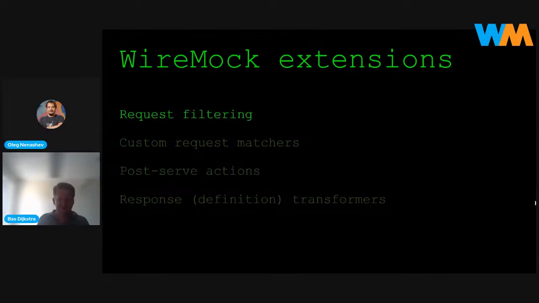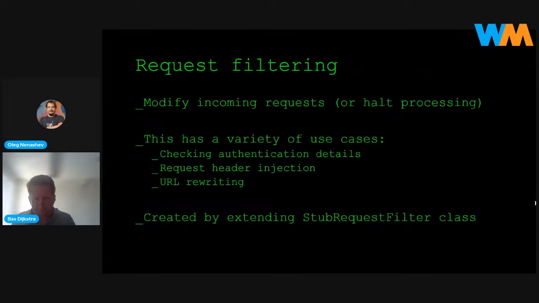Let's start with request filtering. So request filtering is a great way, a very effective way. I think this is probably my favorite of the 4 types of extensions, because I can think of so many use cases for it. And also because using this correctly makes building out a lot of the other stubs and mocks behavior in WireMock much simpler.